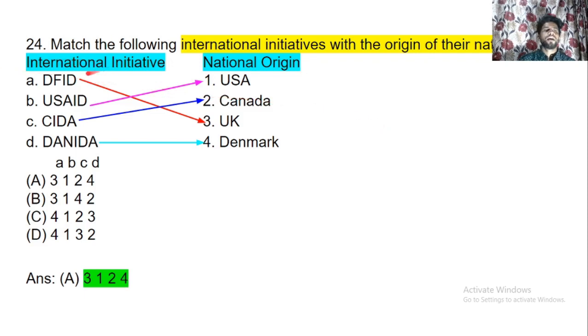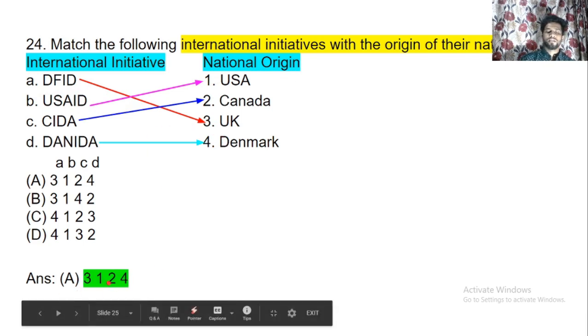Next question, international initiative and national origin. DFID originated in the UK, USAID originated in the USA, CIDA originated in Canada, and DANIDA originated in Denmark. So C for Canada, DEN for Denmark, USAID is USA, and DFID is UK. You have to remember this. So this will be your correct sequence.